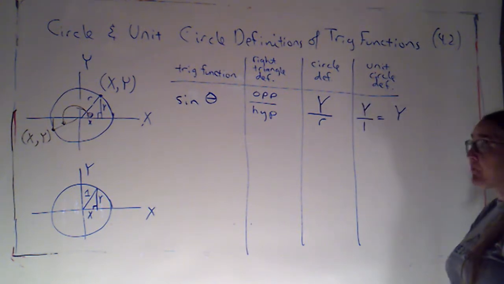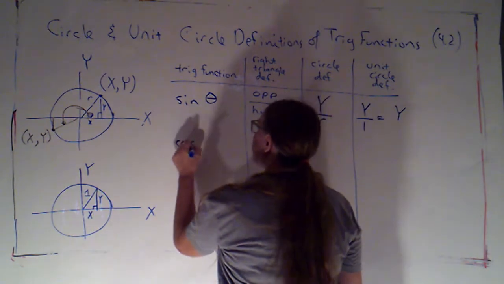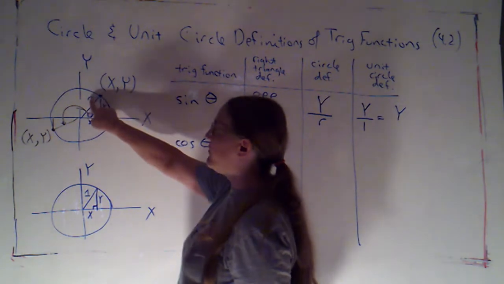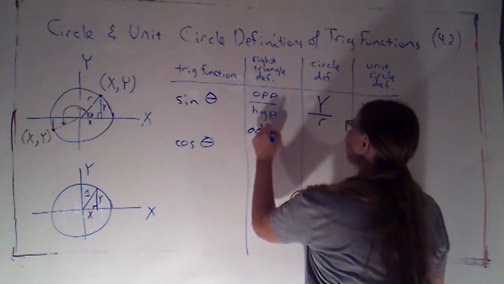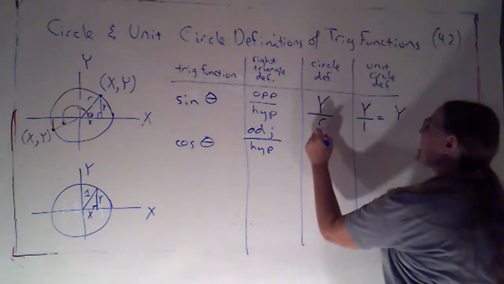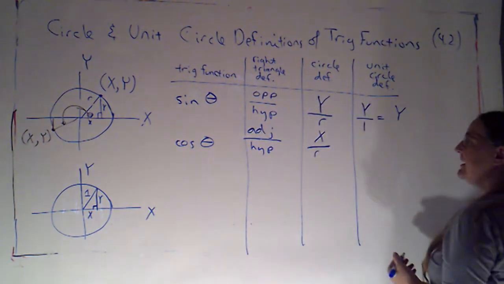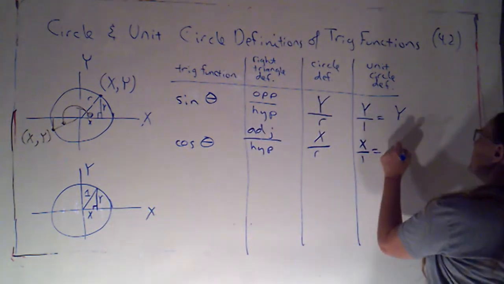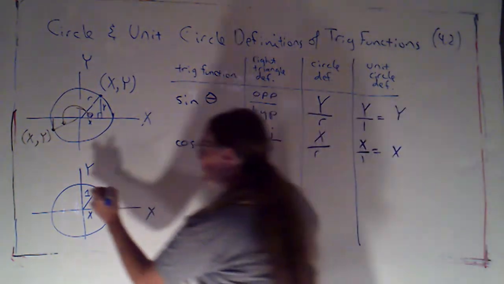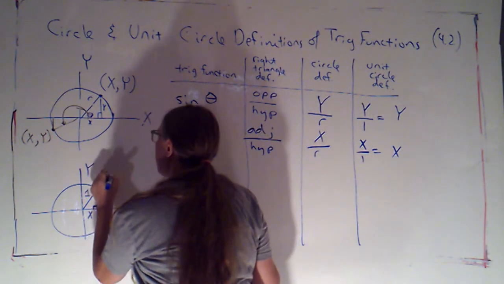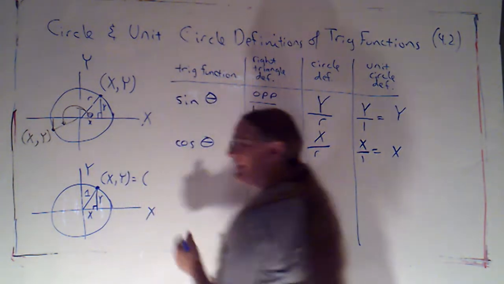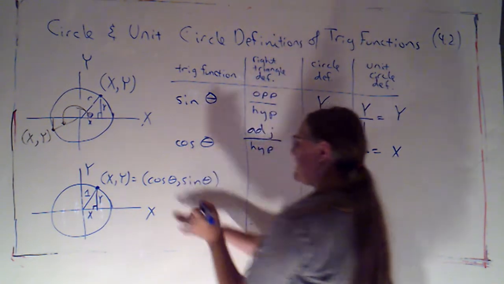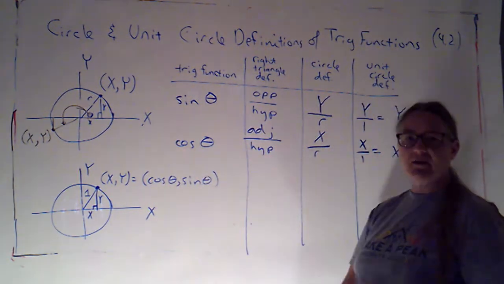Pretty cool. Okay, so with cosine of theta, I'm going to do the same thing. It would be adjacent over hypotenuse. Let's write that in as the triangle definition. But that becomes x over r. And on the unit circle, that becomes capital X over 1, which is just x. Which means, and you'll sometimes see it this way, this point, capital X comma capital Y, can also be labeled cosine theta, sine theta. The x value is the cosine, the y value is the sine.